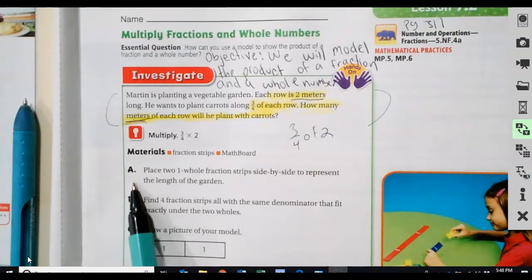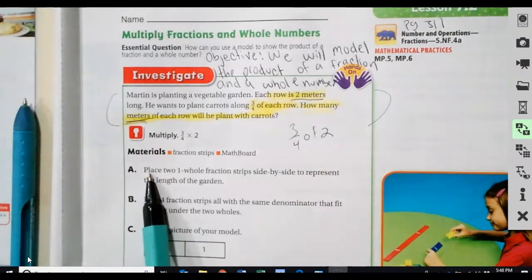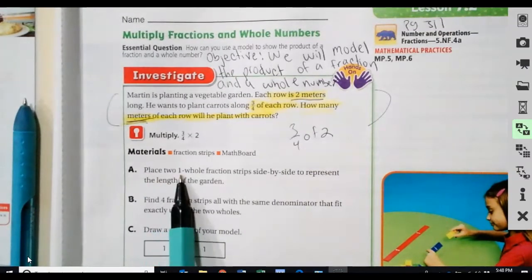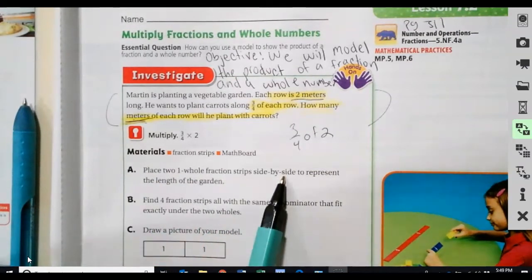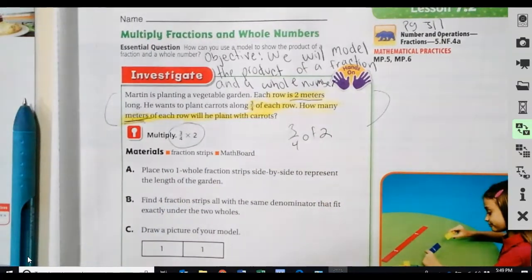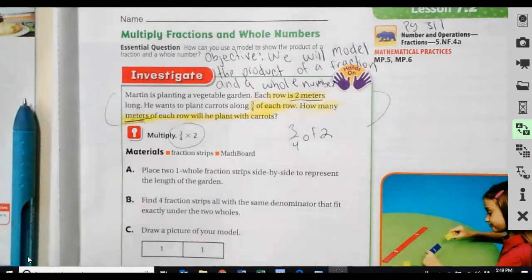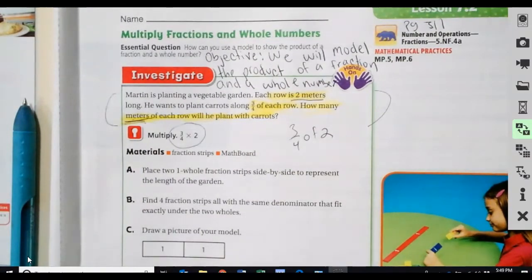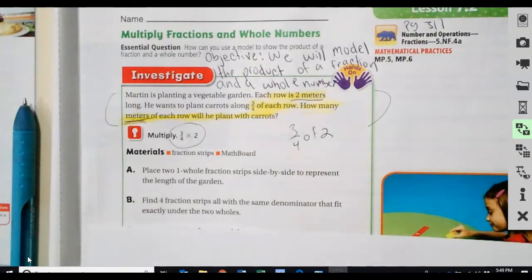Let's go to our steps here. And we have A, place 2 one-whole fraction strips side by side. So basically, you're going to learn how to do a model to show 3/4 times 2. Please pay very close attention to this because when we come back from spring break, I will be having you draw models for every concept. So this is one video that you will be able to go back to, to know how to model multiplying a fraction with a whole number.